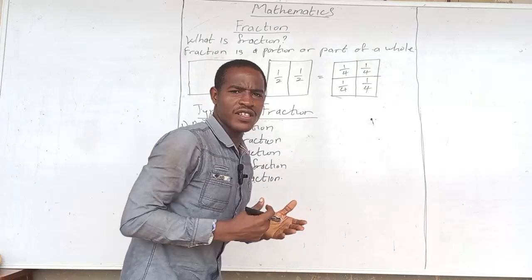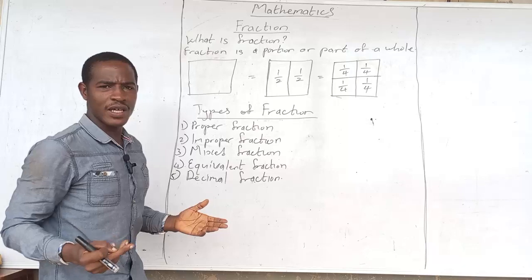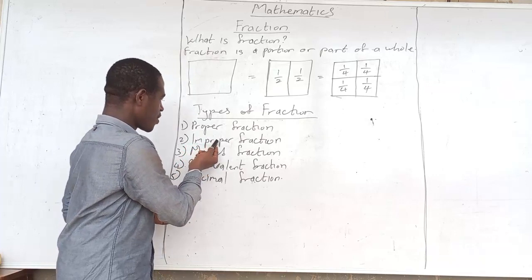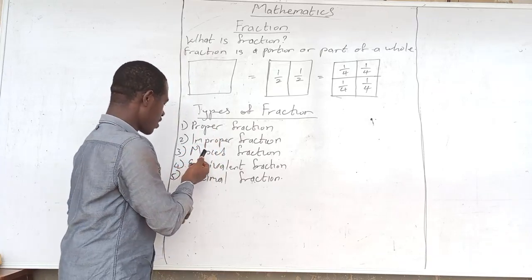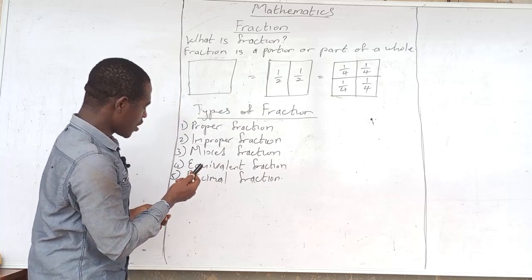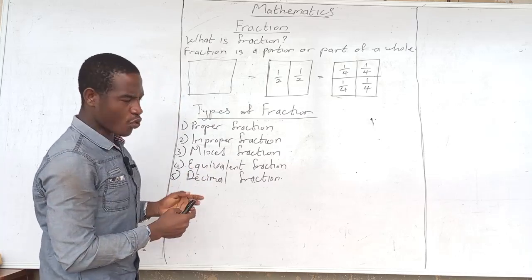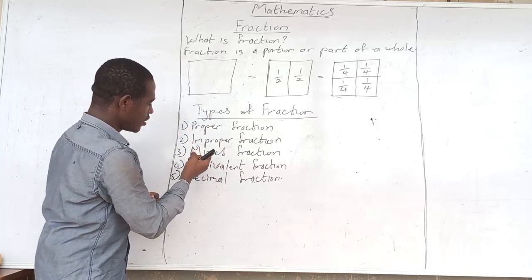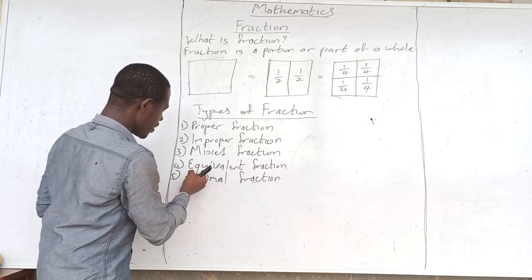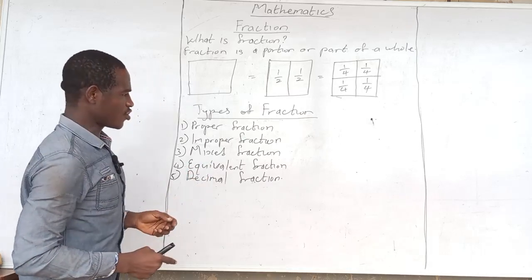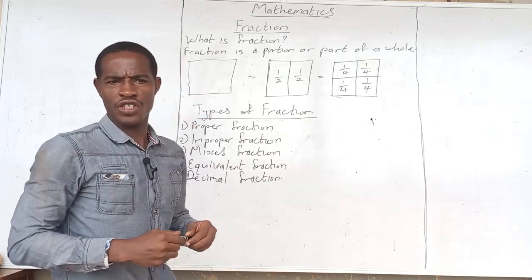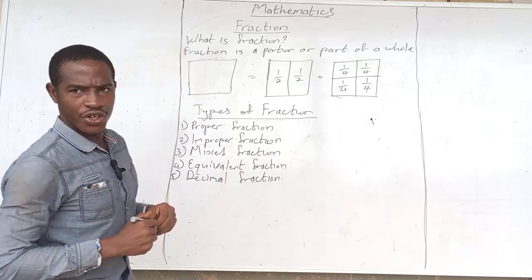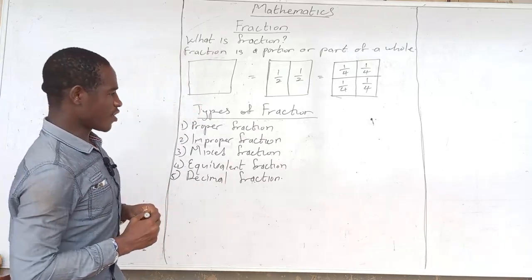Now, we have different types of fraction. And what are the types of fraction we have? We have the proper fraction, the improper fraction, the mixed fraction, the equivalent fraction, and the decimal fraction. Once again, the types of fraction are the proper fraction, the improper fraction, the mixed fraction, the equivalent fraction, and the decimal fraction. Time may not permit us to treat all these types of fraction today, but at least we are going to touch 2 or 3 of them, starting with the proper fraction.